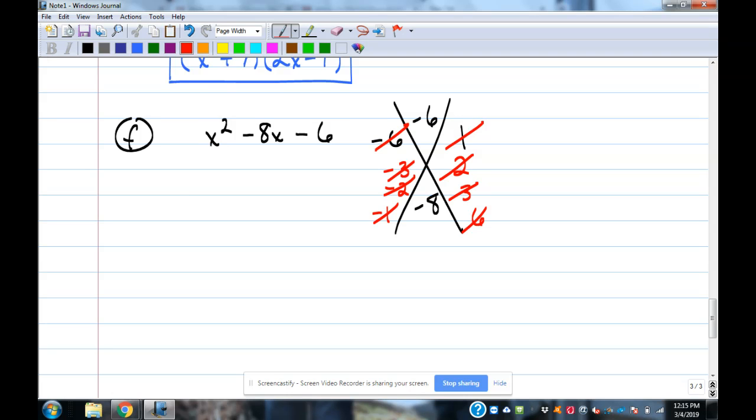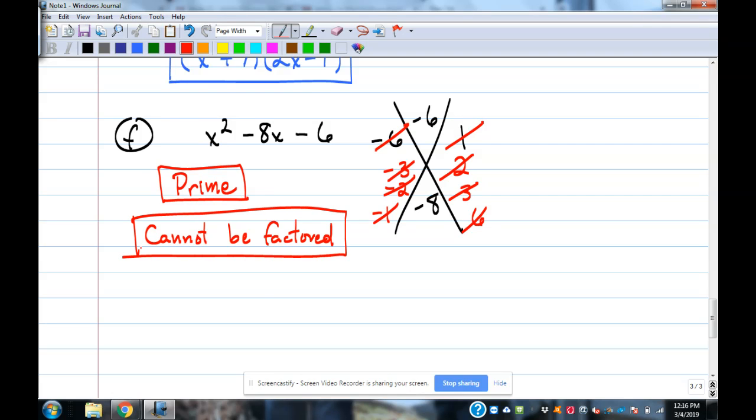If that's the case, this is what's called a prime trinomial, and it cannot be factored. Well, not necessarily no solution, but it just means it can't be factored. I'm going to do some stuff after this where that means factoring can't be used to solve it. You'll have to use a different method. Knowing that it's prime means you got to do something different. Okay. So there's one that can't be factored.